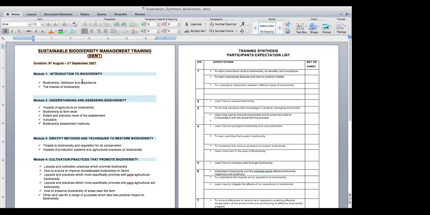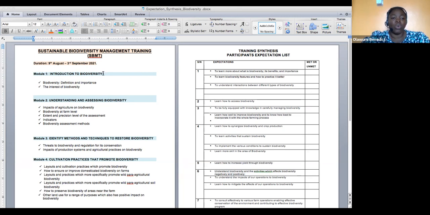I can see it. So in module 1 of this course, we went through the definition and importance of biodiversity. And the second sequence is the interest of biodiversity. In module 2, we went through understanding and assessing biodiversity, and we had 5 sequences: impact of agriculture on biodiversity, biodiversity at farm level, extent and precision level of the assessment of biodiversity, indicators of biodiversity, biodiversity assessment methods. In module 3, we identified methods and techniques to restore biodiversity. Under that, we had 2 sequences. We treated threats to biodiversity and regulation for its conservation. And then we looked at impact of production systems and agricultural practices on biodiversity.